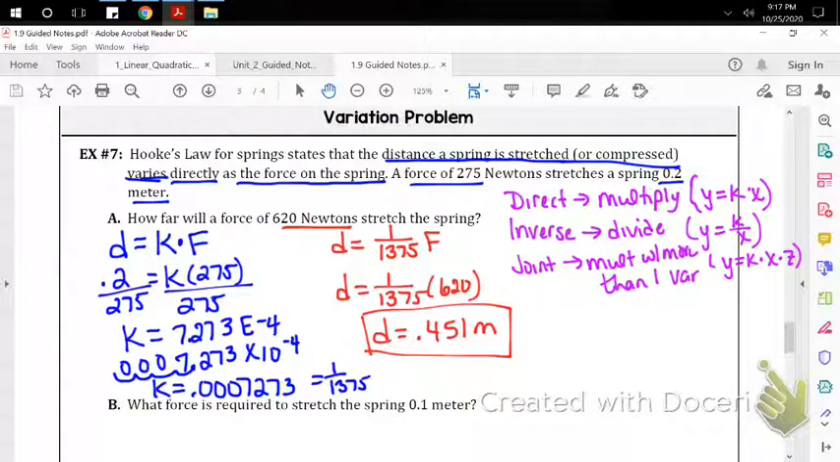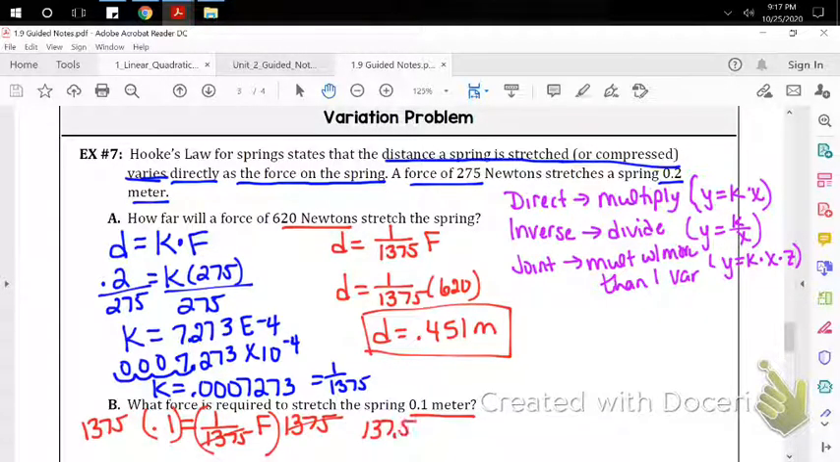All right, B says, what force is required to stretch a spring 0.1 of a meter? Well, that's my distance. So I have 0.1 is equal to my k times F. And so I'm going to multiply by the reciprocal, or I just say it's by the denominator. When I do this, I get 137.5 equals F. And so we know then that the force would be 137.5 newtons.